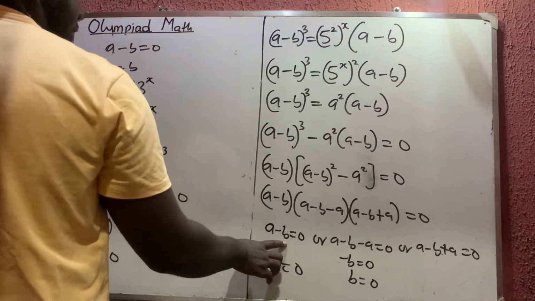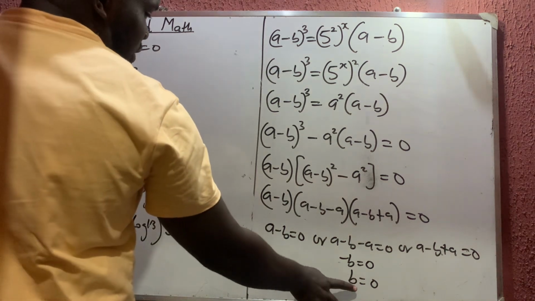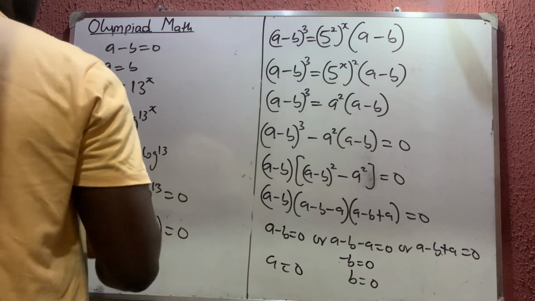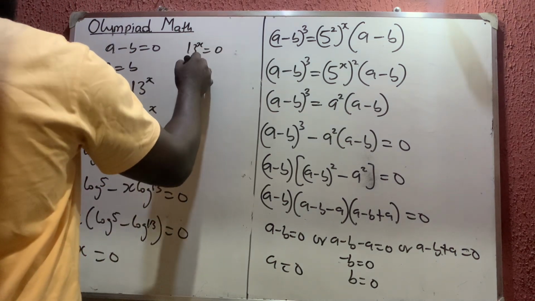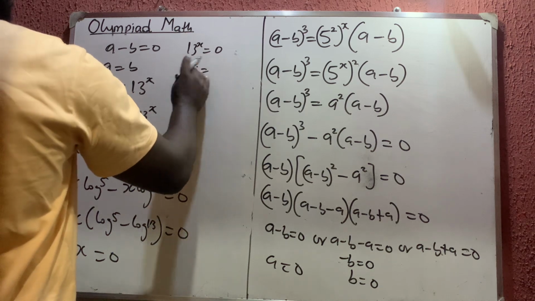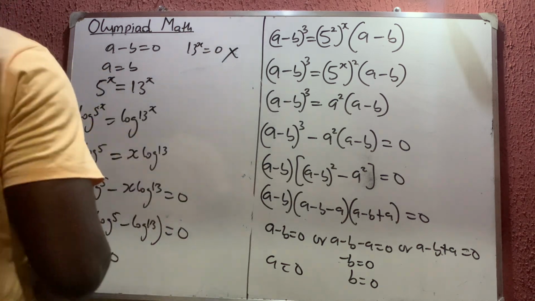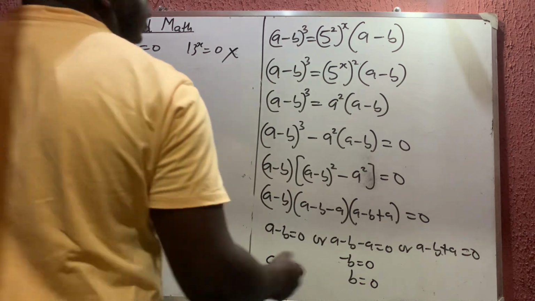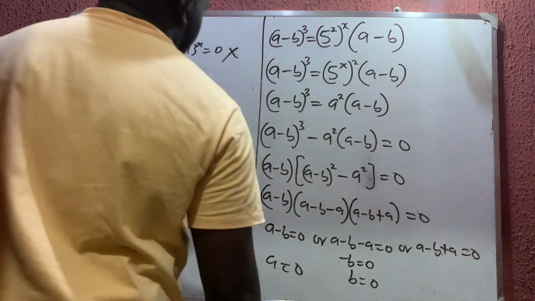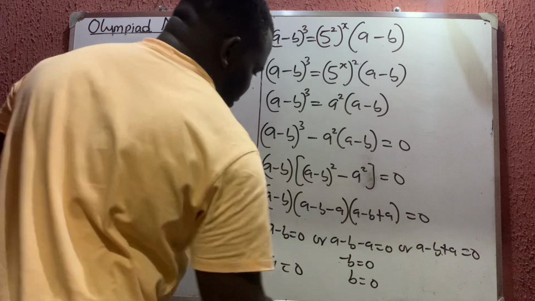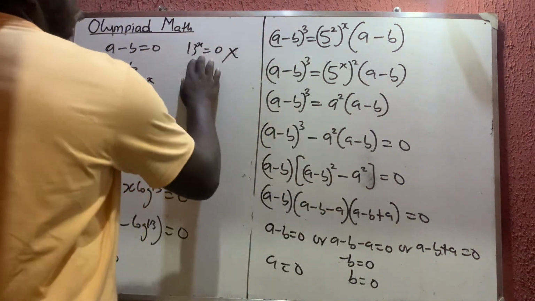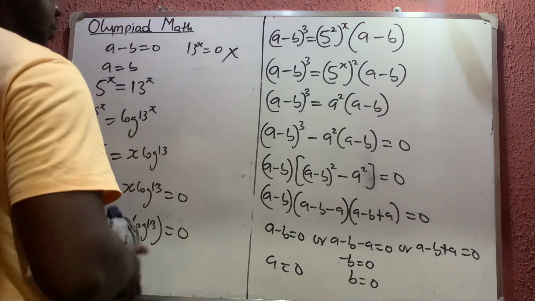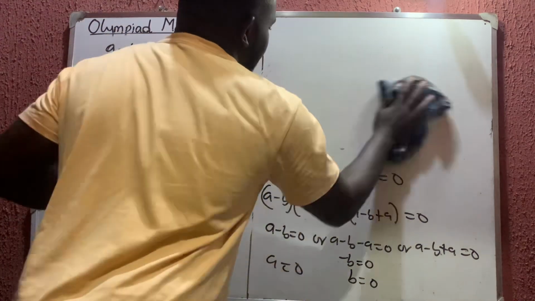So that is for this condition. And for this condition, we got that b is equal to 0. And if b is equal to 0, we're having that 13 raised to power x is equal to 0. So for x, there is no solution here. But let us check what the solution is going to be. We have three conditions. The first condition is this one I just solved. This is the second condition. There is no solution for the second condition. Let us check for the third condition.